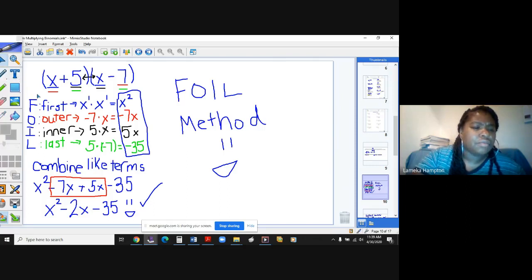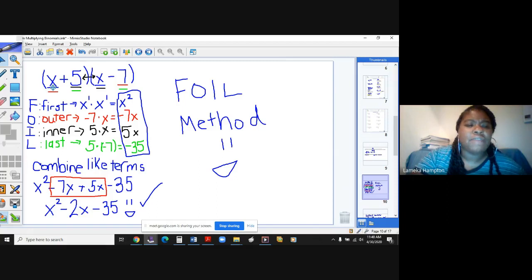So what we have here, we have x plus 5, and that's in parentheses. So that's one binomial, and that's multiplied by x minus 7. That is the second binomial. So what I've done is I have broken down what each letter stands for, and I have also written out what you are actually multiplying. So F is the first term. So you are just simply multiplying terms in different ways.